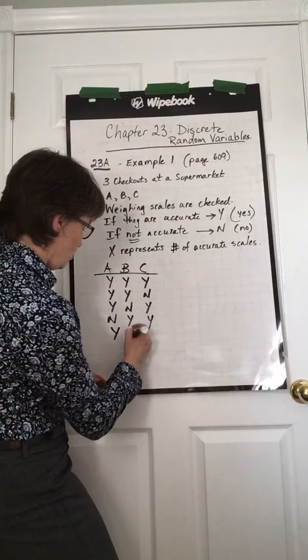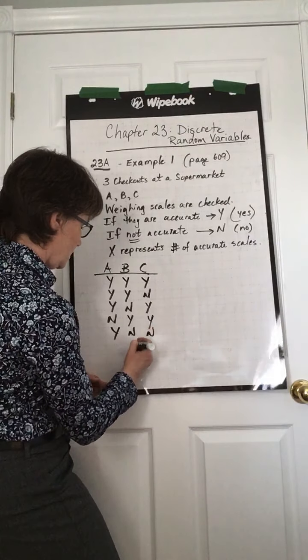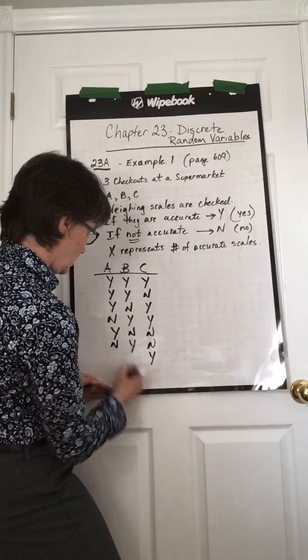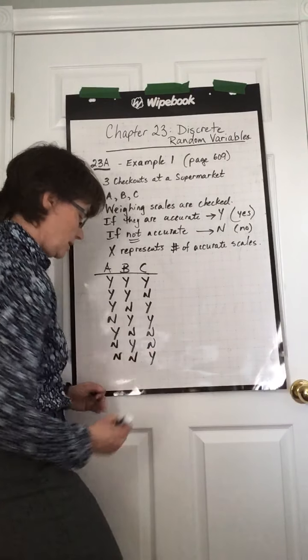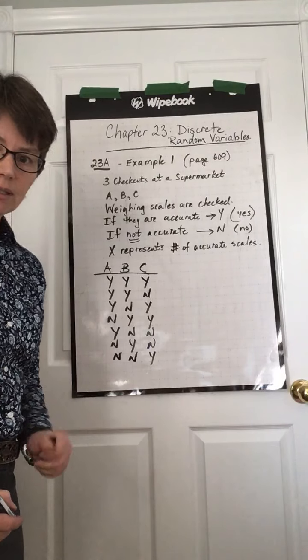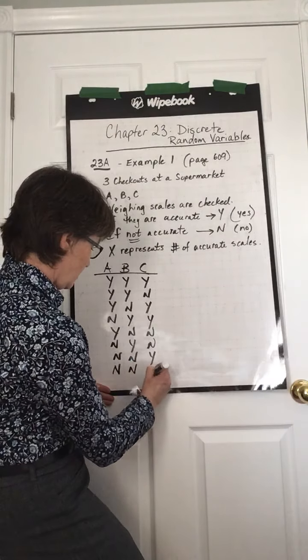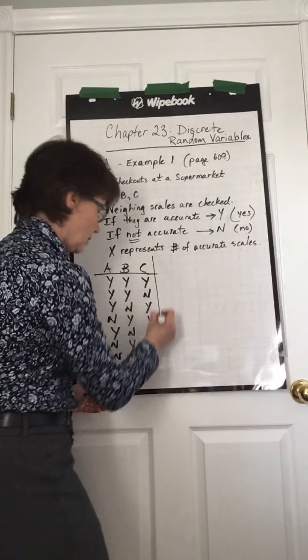There might only be 1 that is good. So A might be good, B and C are not. B might be good, A and C are not, or C might be good, A and B are not. And the only other option is that all 3 of them are not good. So N, N, N. So those are the possible outcomes.